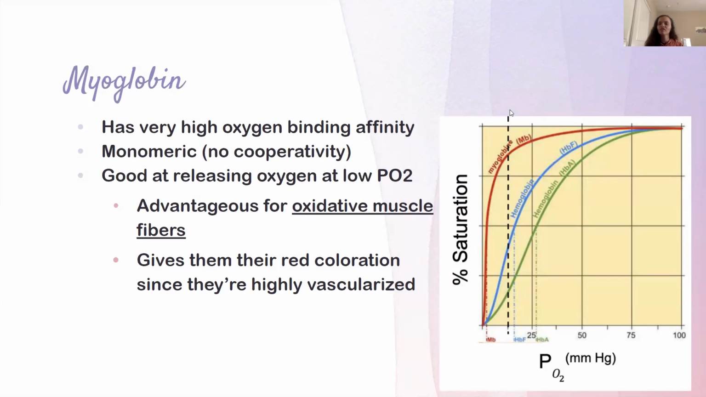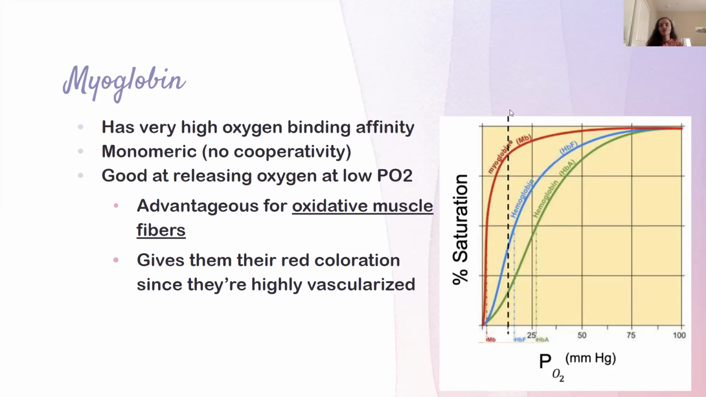Don't know if I mentioned this, but the curve for hemoglobin, I believe, is a sigmoidal curve, right? Which is what we see. It starts off slow, but then it gets steeper and steeper because it's cooperative. Myoglobin, we don't see that, so it's a straight hyperbola. Myoglobin is monomeric, so it's not tetrameric like hemoglobin.